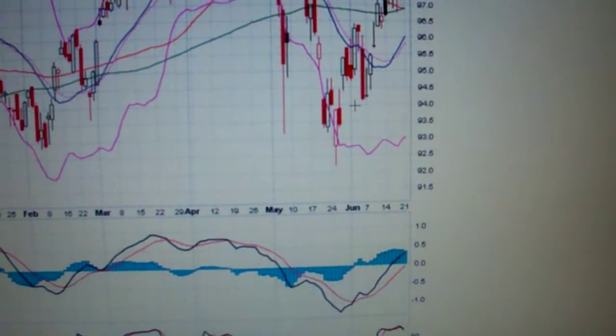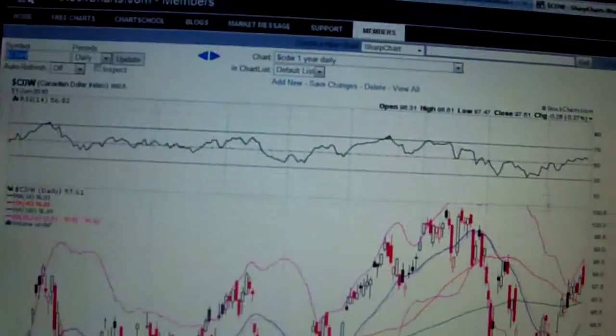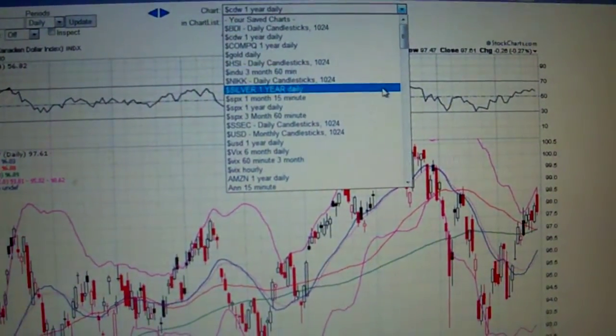So anyway, there's some other charts I want to look at also.